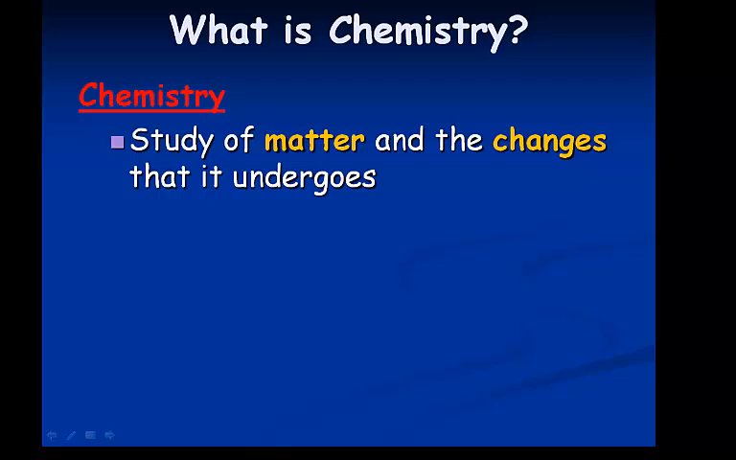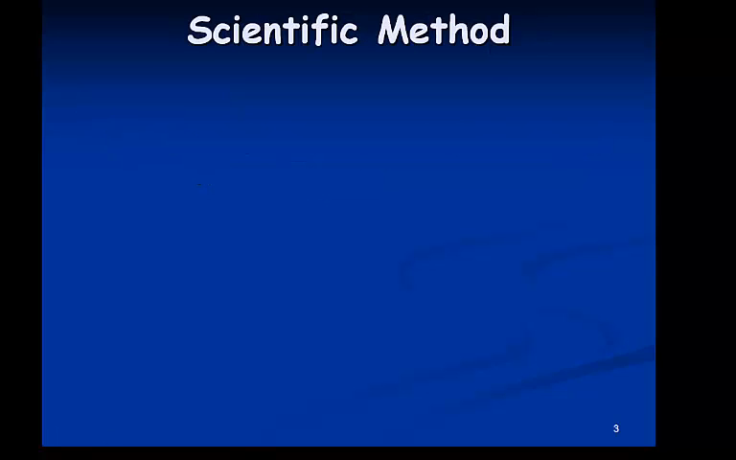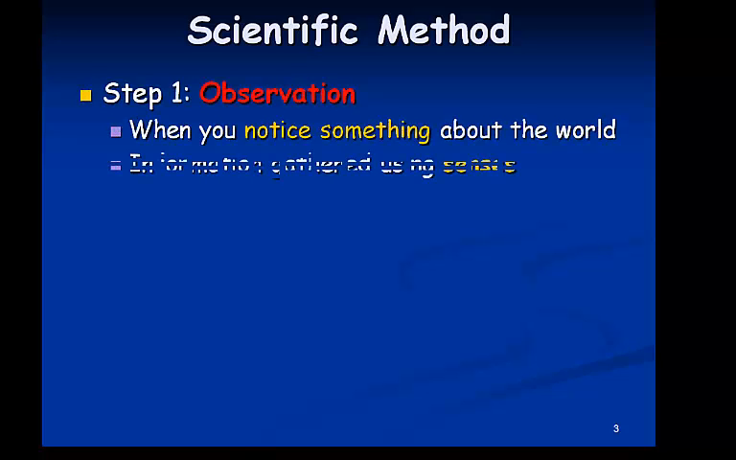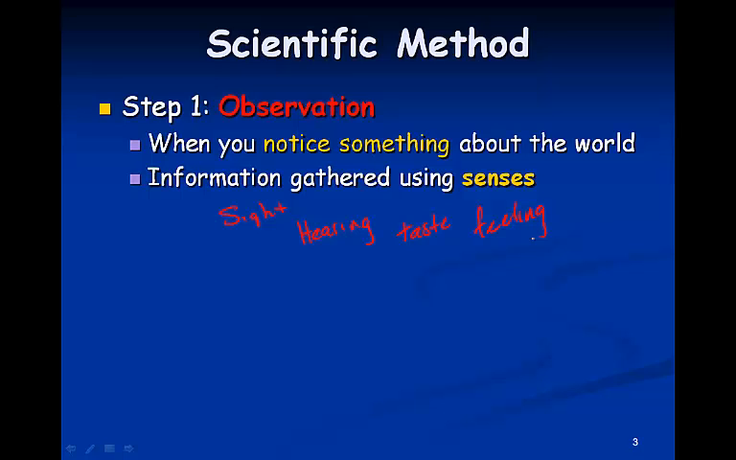The basis of chemistry is the scientific method. The scientific method begins with making an observation. When you make an observation, you notice something about the world. We gather this information using the senses. So we do it by sight, by hearing, by tasting, feeling, etc.